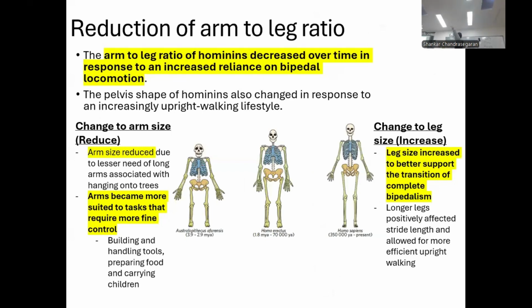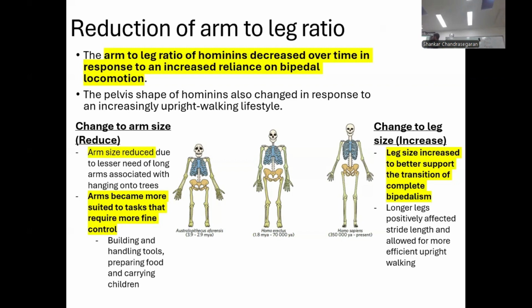So the first general trend of evolution, looking from Australopithecus to the genus Homo, was about brain size and how the change in skull structure accommodated it. The second was the reduction of the arm to leg ratio. This was basically in response to the genus Homo becoming more and more bipedal, compared to the Australopithecus genus, where they were still arboreal, meaning that they were still living around trees or in trees.